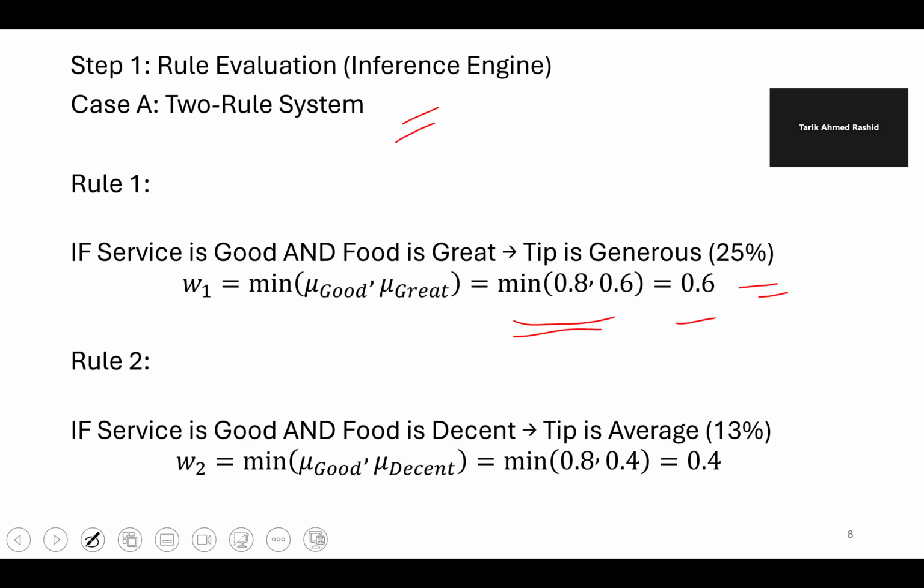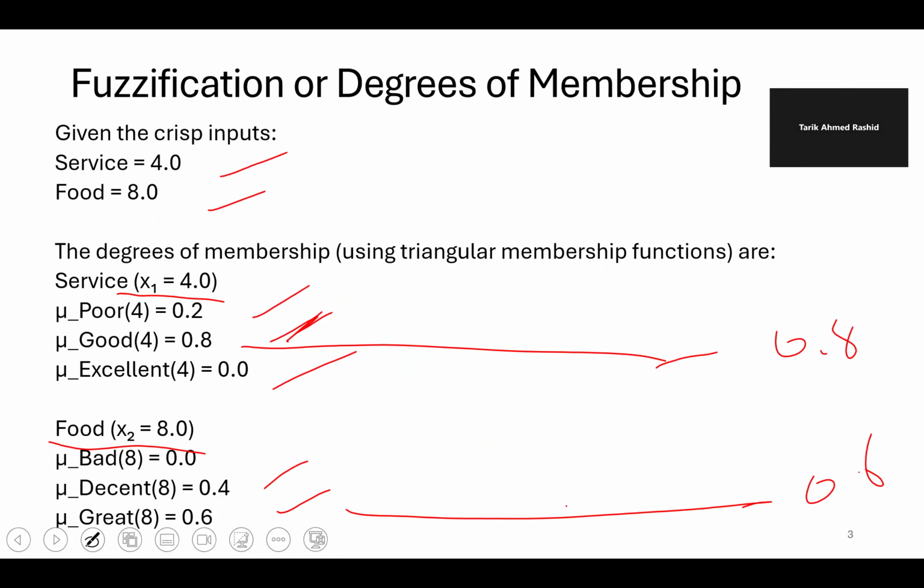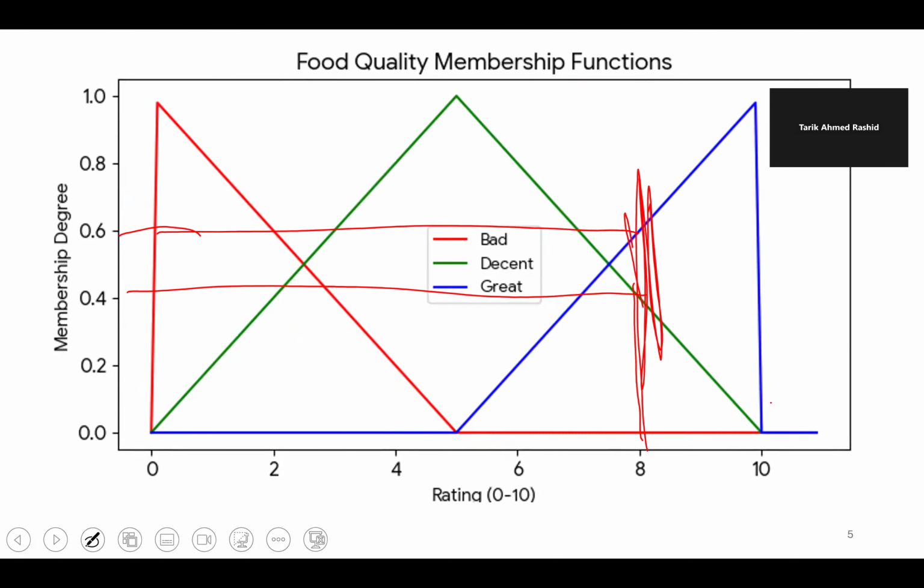The minimum of them, 0.6. That's done. Rule 2: if service is good, again 0.8, and food is decent, 0.4. So 0.8 here for the second rule, and food is decent, 0.4. Because there's an AND between them, we take 0.4.